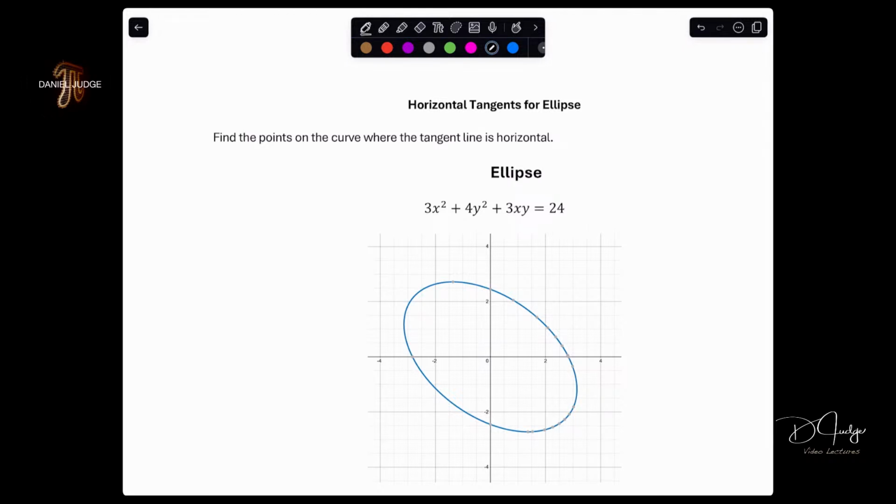All right, let's take a look at this here. We're going to try to find points on a curve. In this case, the curve is an ellipse, as we can see here. And we're going to determine the points where you have a horizontal tangent here. So, like before, we need y prime to be 0 here. So that's what we're going to try to do here.